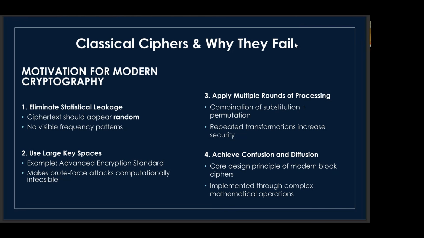And then apply multiple rounds of processing, a combination of substitution, computation and repeated transformation, increasing scrambling. That's why I say AES has 60 rounds of processing. We need to achieve confusion and diffusion in consideration, right? This is called the core principle, implemented through complex mathematical operations.